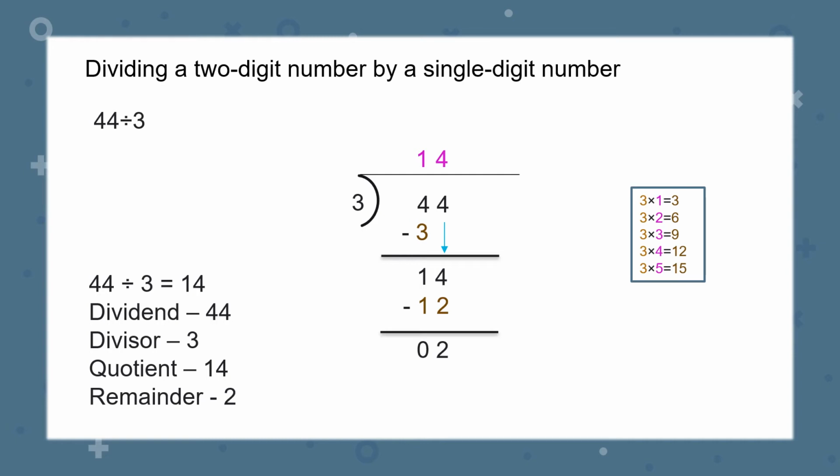As 44 is not completely divisible by 3, we got the remainder 2. We can get different remainders like 0, 1, 2, but students keep in mind the remainder should always be smaller than the divisor.